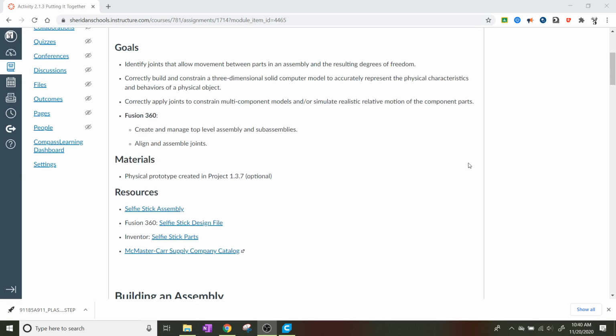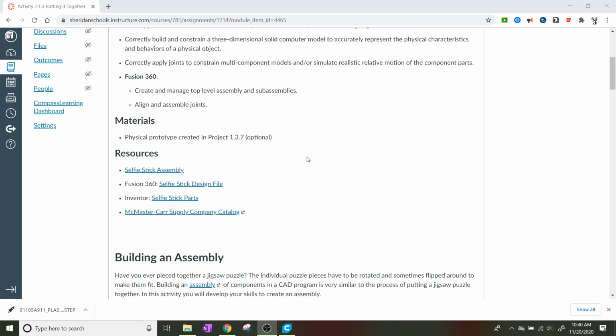So the first thing that we probably need to do is go over the materials that we're going to have. There is a Fusion 360 selfie stick design file. I'm going to have that selfie stick design on Onshape and available to you in a link in that video, so pay attention to that one. If you use Fusion 360, there's this design file. If you use Inventor, there are these selfie stick parts.